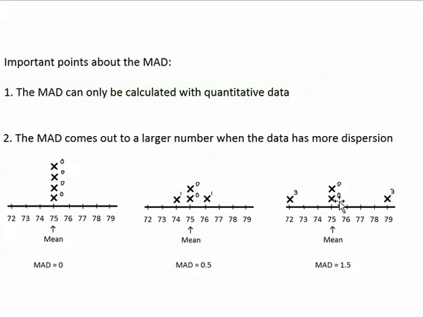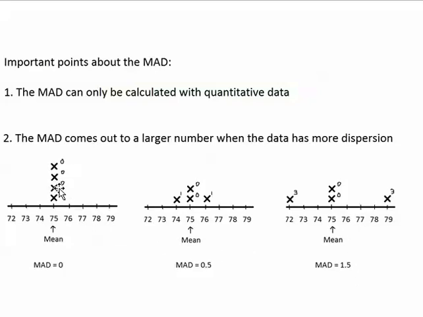In this data set, 2 of the exam scores are right at the mean, and one exam score is 3 below the mean, and another exam score is 3 above the mean. That means that the distances are 3, 0, 0, 3. The mean of those 4 numbers is 1.5. When you add 3, 0, 0, and 3, and divide by 4, you get 1.5. So the MAD of this data set is 1.5.